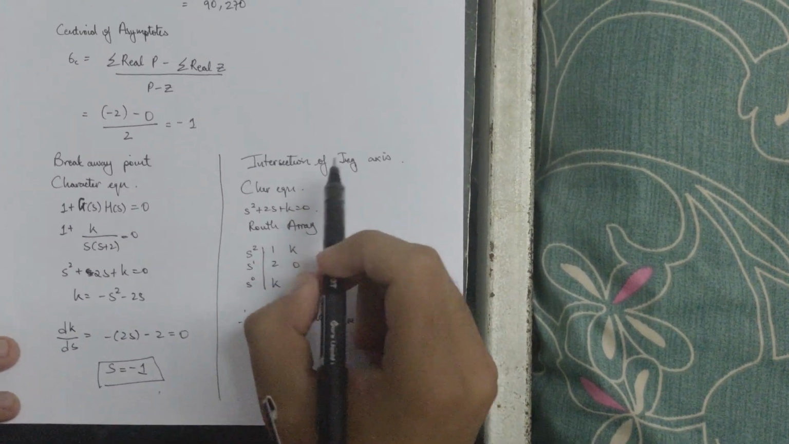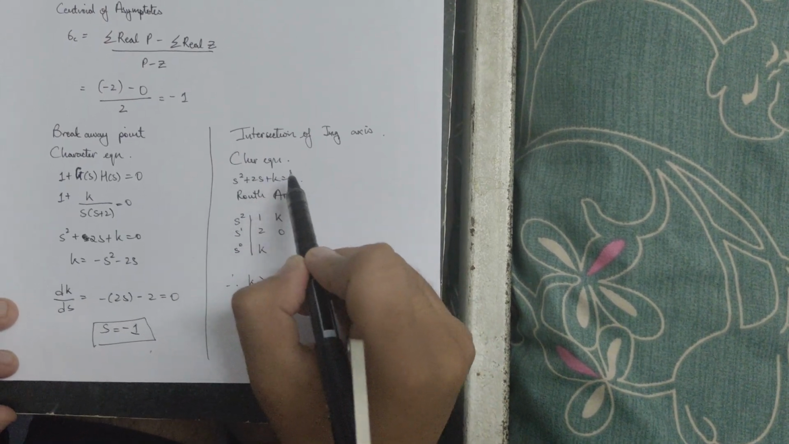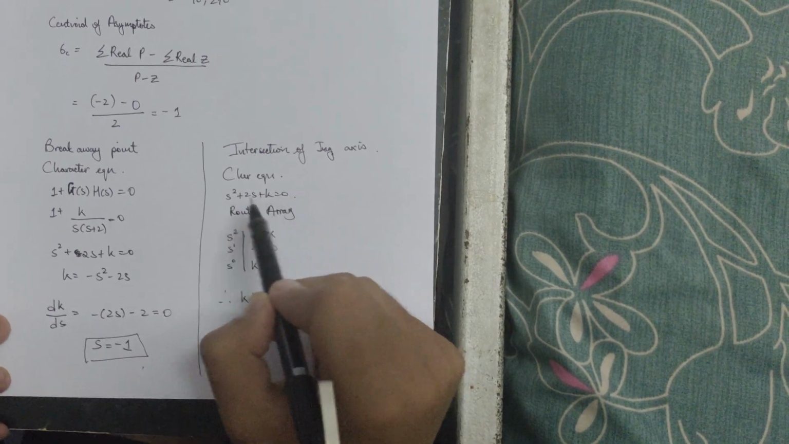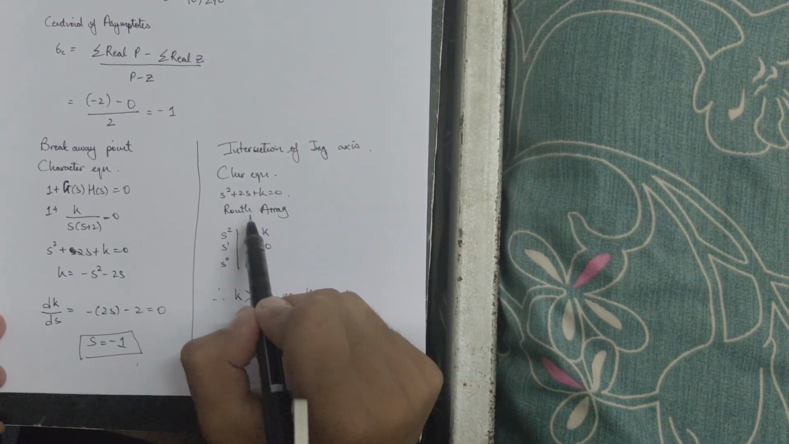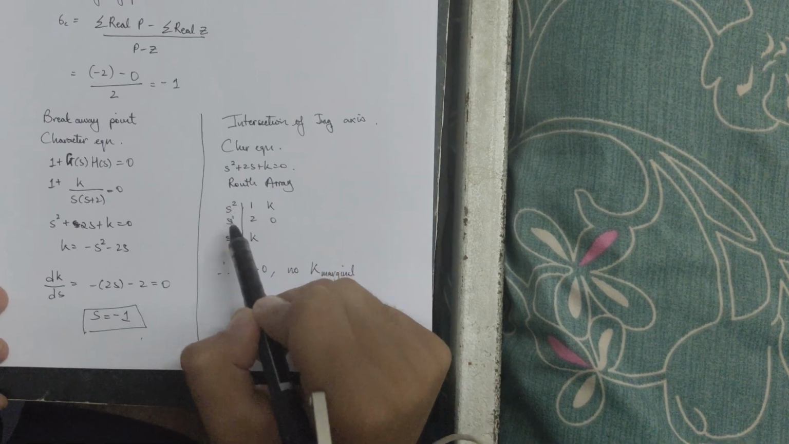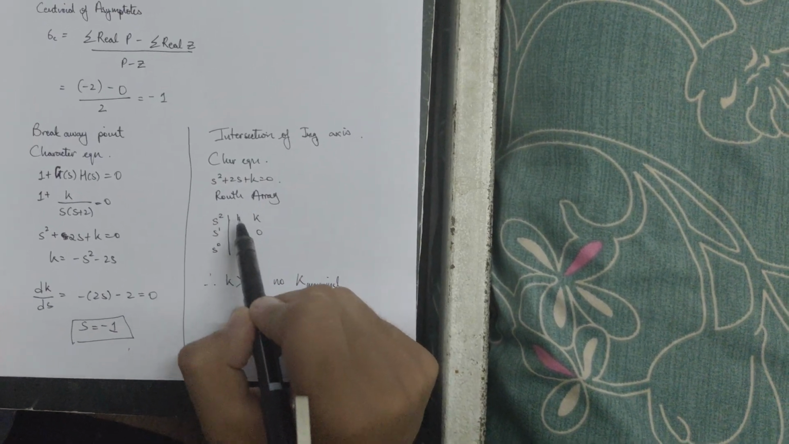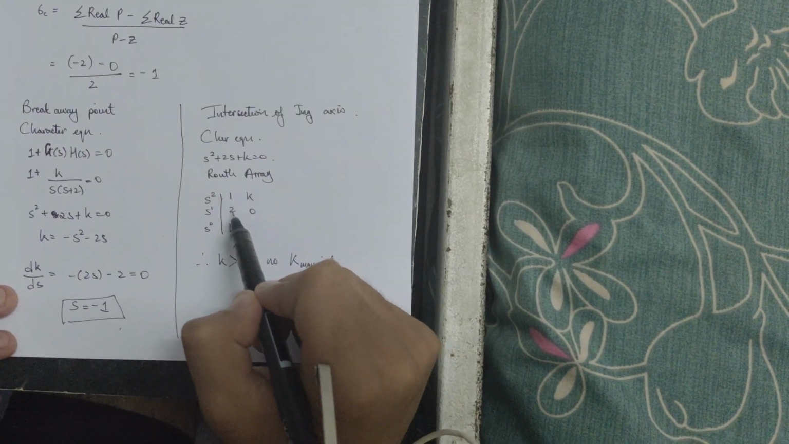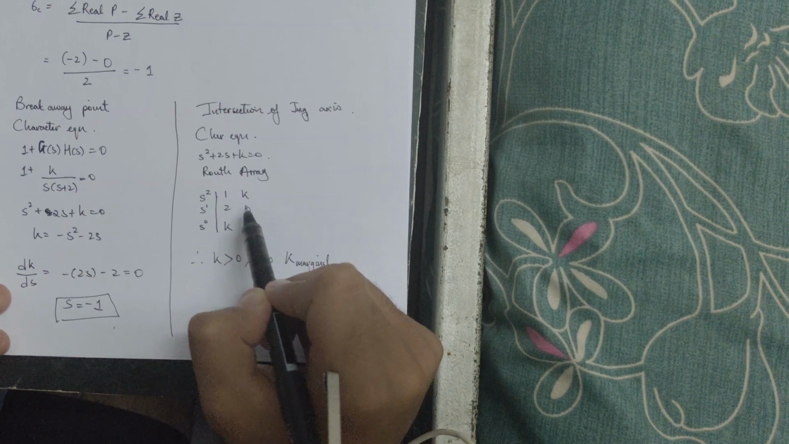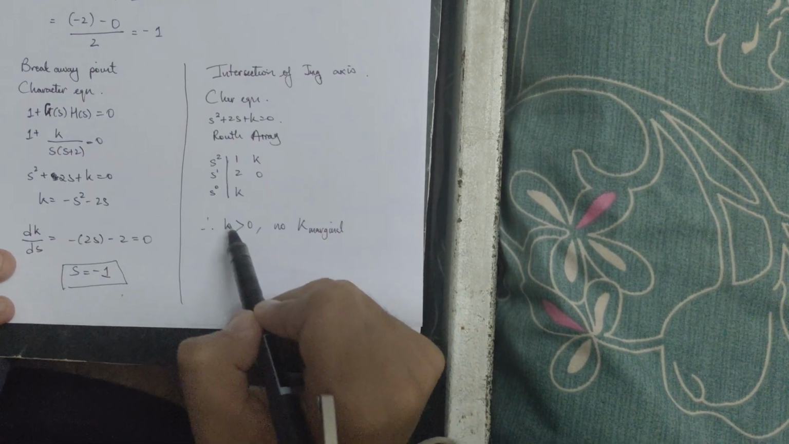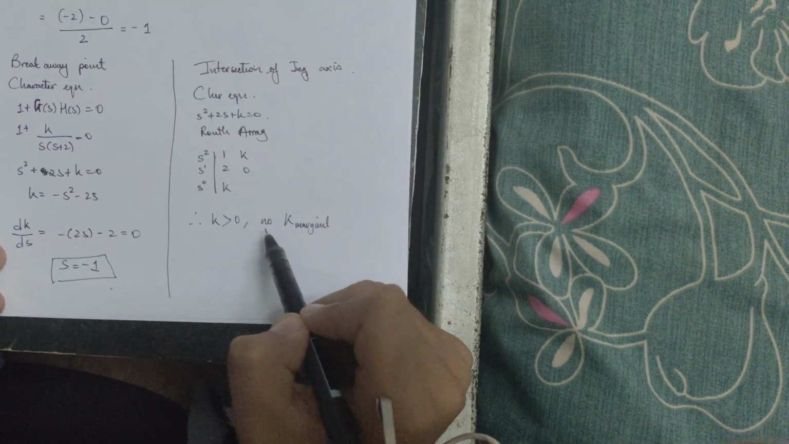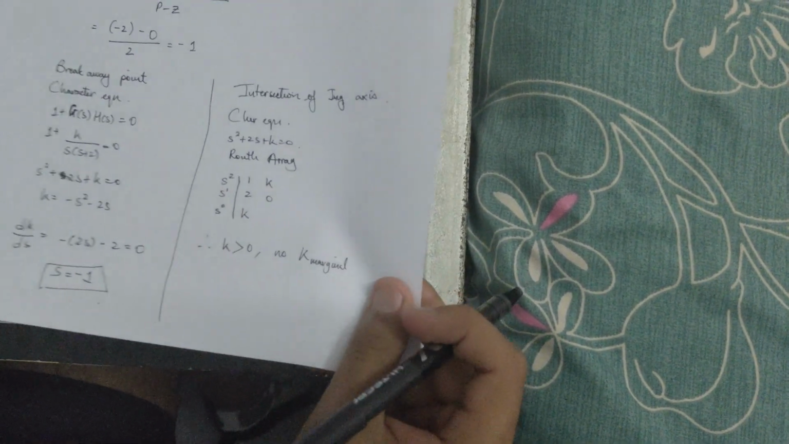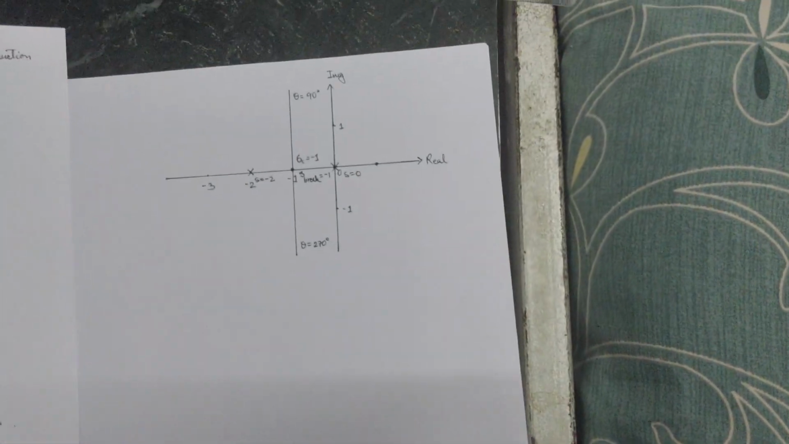Now calculating the intersection with the imaginary axis, the characteristic equation is s square plus 2s plus K equals 0. Using this we can form the Routh array, with s square, s1, s0, and 1, 0, 2 and K. Using Routh's theory, we compute 2 times K minus 1 times 0 divided by 2, which would be K. Now this K should be greater than 0, and the system is not marginally stable. Using these points we can plot the graph.